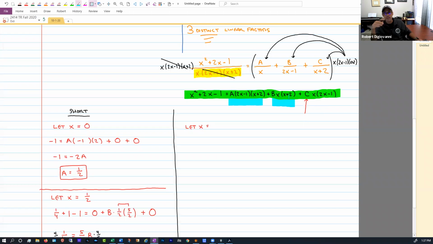I don't want to mess with the rest of the fractions. Yeah, exactly. I don't want to mess with the fractions. I'm gonna try and kill those blue pieces off. So I'm gonna need to let X be -2.